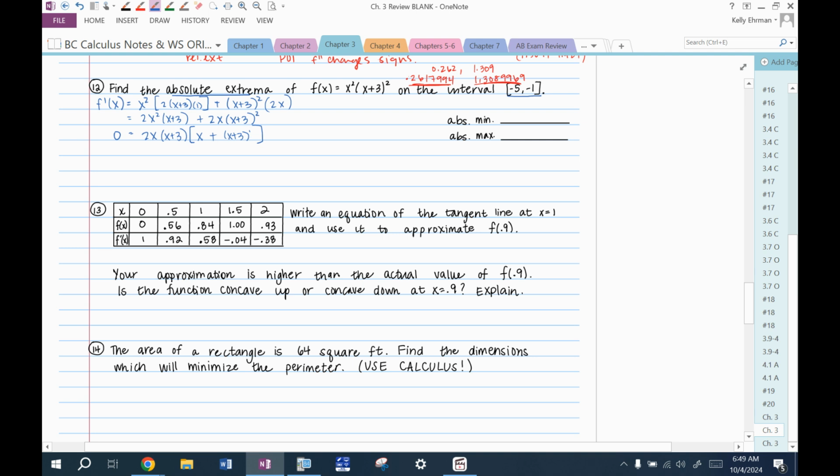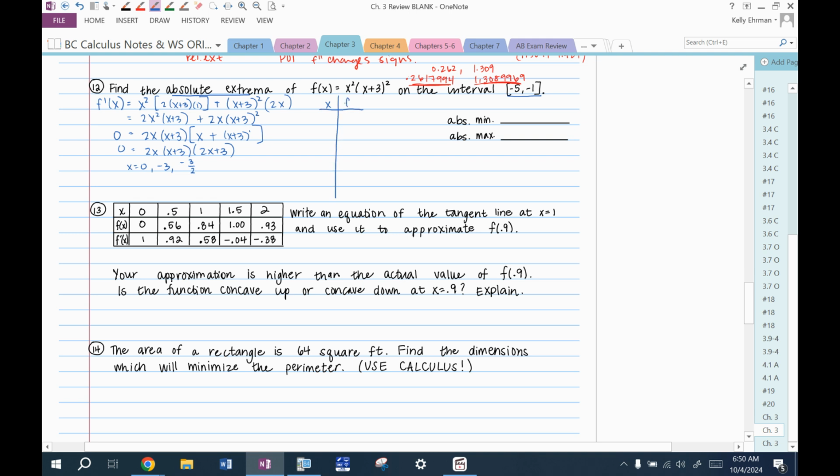We don't really need the parentheses if this is just to the first power. So I have 2x times x plus 3 times 2x plus 3. So there are 3 critical numbers for this. X equals 0, -3, and -3 over 2. And remember, you don't need a number line. We're not doing first derivative test. You're just saying, what are the candidates for the extreme value theorem?